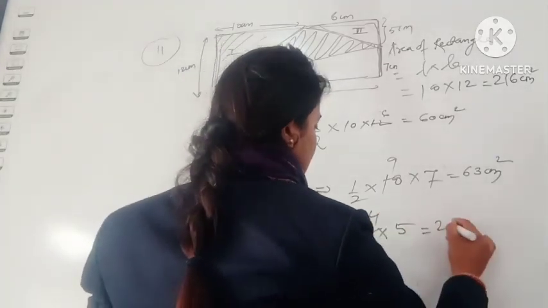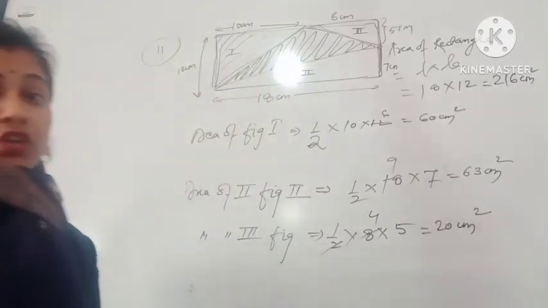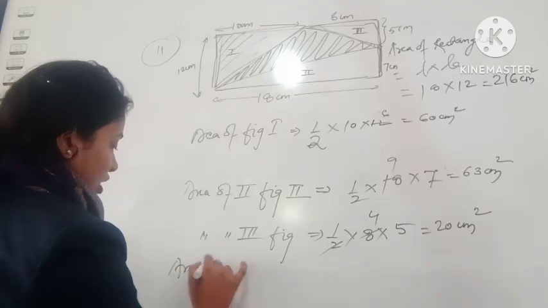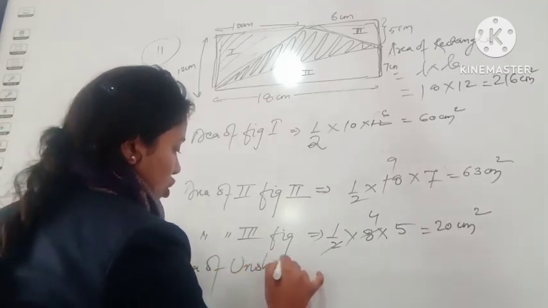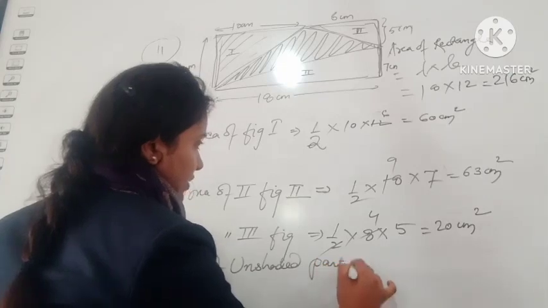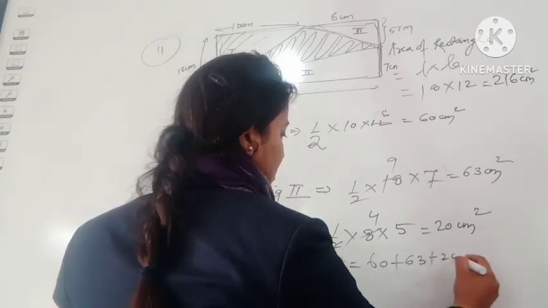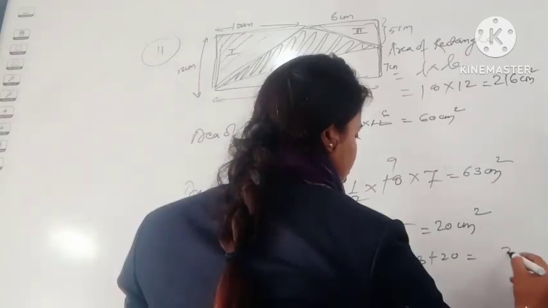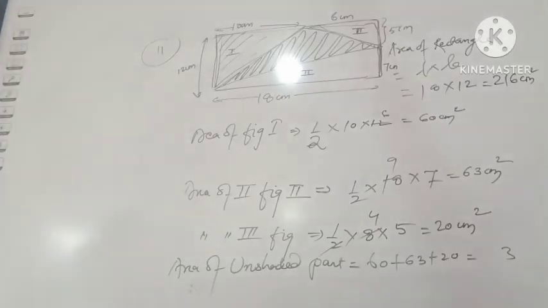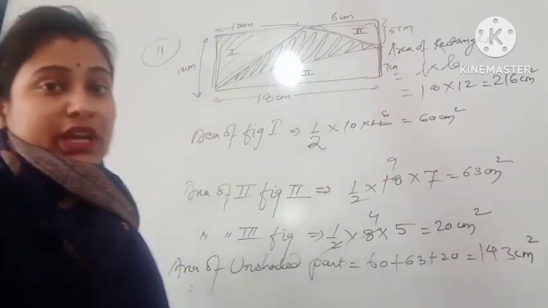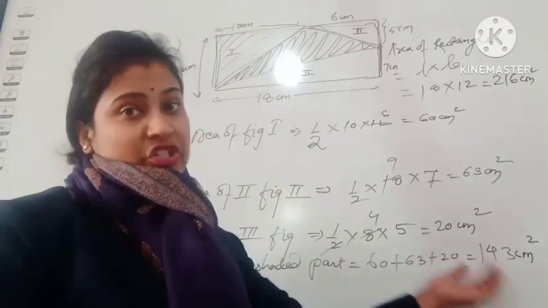Now what we can do? We can add all these three figures. So what will be the total area? Area of unshaded part, which is not shaded. 60, 63 and 20. So this will give you what? 3 and 6, 12. So that will be equal to 143 centimeter square. Okay. Now this is the area of unshaded figure. The whole area of rectangle we have got.